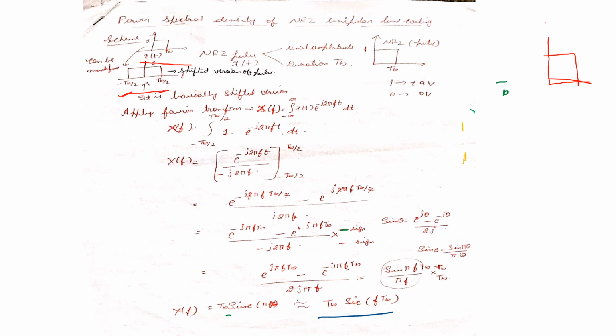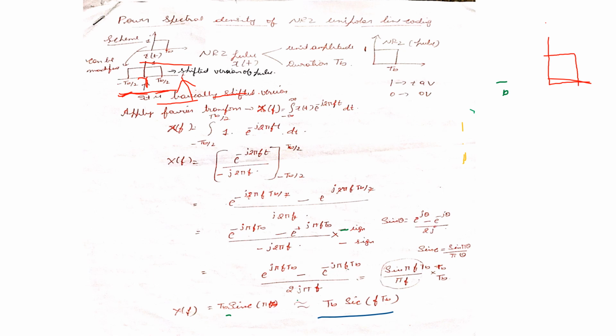This is half of the pulse duration with respect to 0, minus Tb by 2, and 0 to Tb by 2 is the other half of the duration. So for non-return to zero, it has a unit amplitude, and the symbol duration is Tb. So this pulse is basically the shifted version.